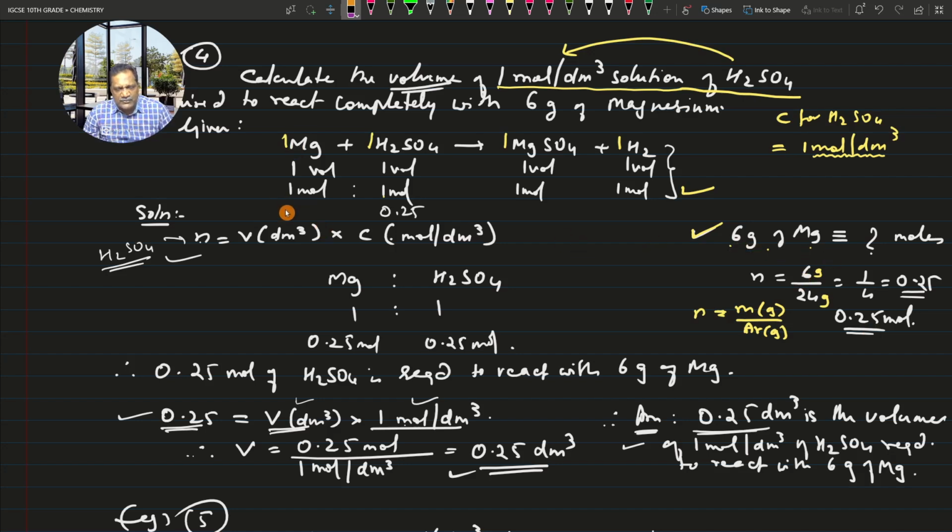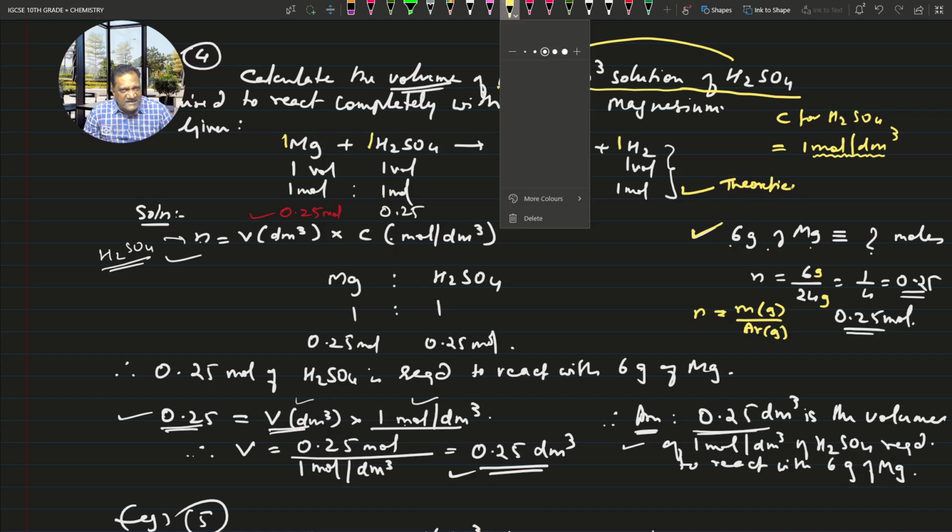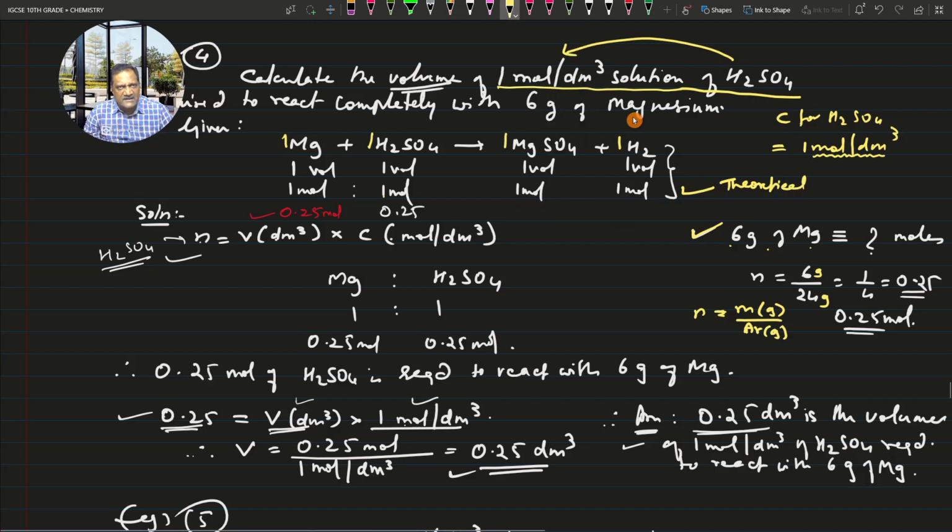So in the magnesium column, I'm going to write 0.25 moles. Okay. Now this is the experimental value. This is something you can say theoretical. This yellow one is theoretical, and that is what the chemical equation is saying. That is what theory says. This is theoretical, and this red one is something which is experimental value. Okay, red is experimental.